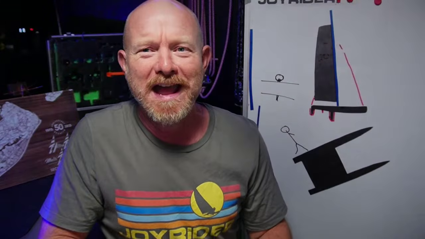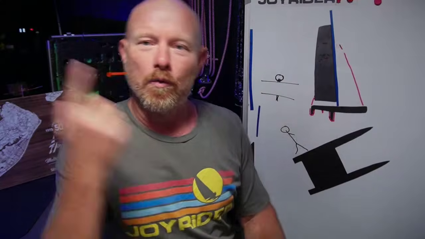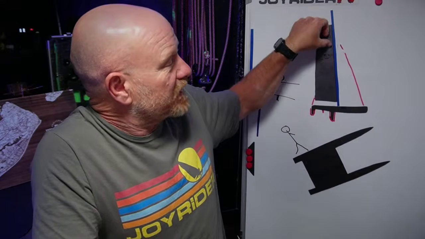Okay, I think what we'll do is we'll just go on to the next part of the setup, and then I'll jump into the live chat and see what we're talking about in there, because we have been going for a little while on this topic. All right, so we've set up the rig, the prebend, we've set our mast rake, we have set our rig tension. What's next is battens.